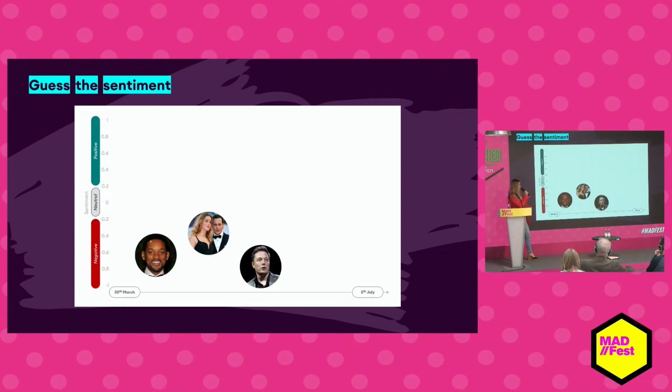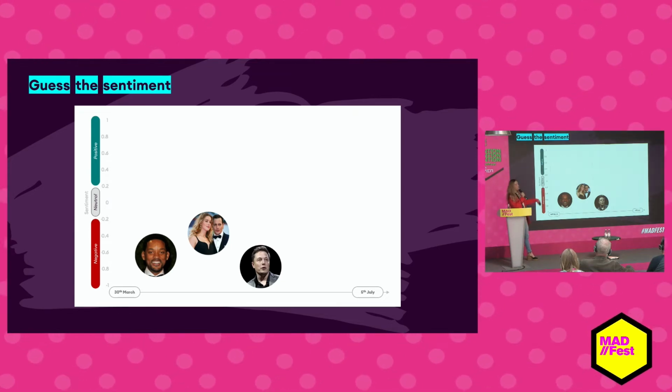The next one is monkeypox. Do we think monkeypox is higher or lower than Elon Musk?